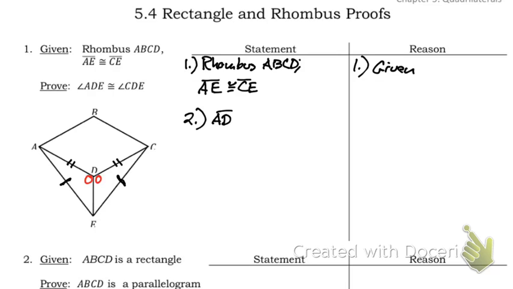And how do I know that AD is congruent to CD? It's a property of a rhombus. And there's no theorem if it's just what a rhombus is. So a rhombus, by definition, is a parallelogram with all congruent sides. So that's just going to be the definition of a rhombus.